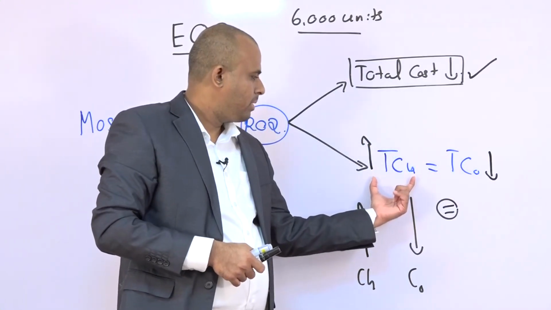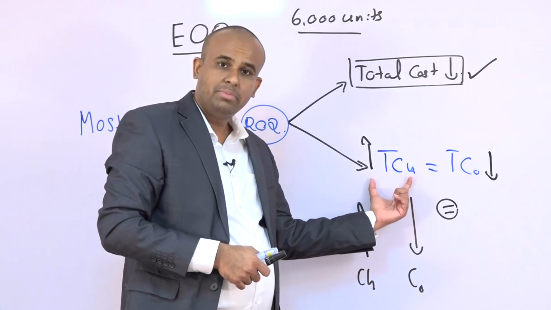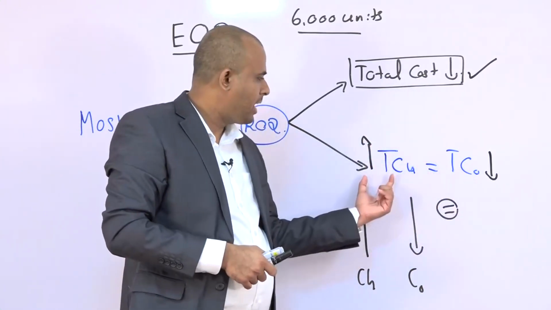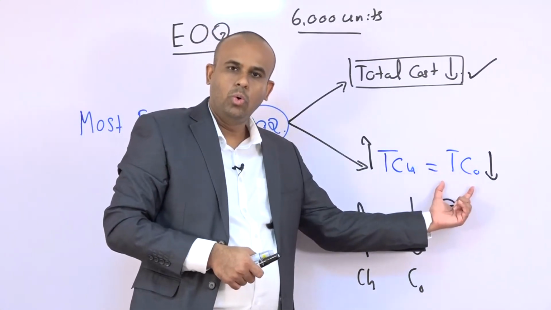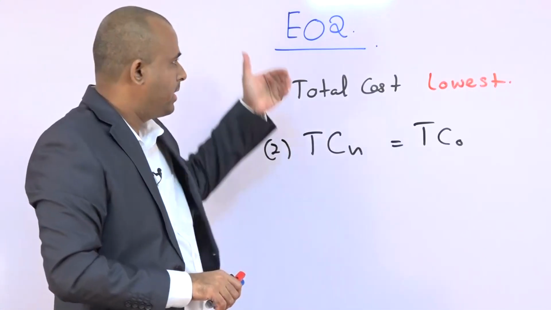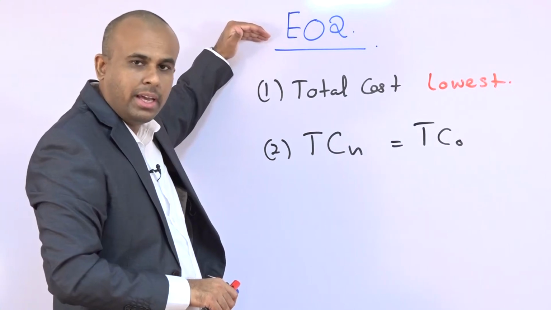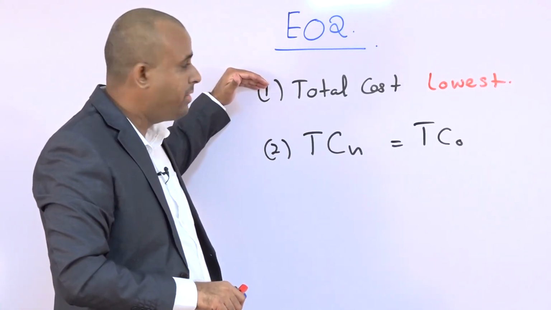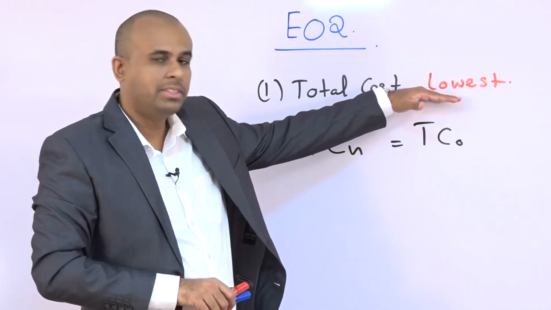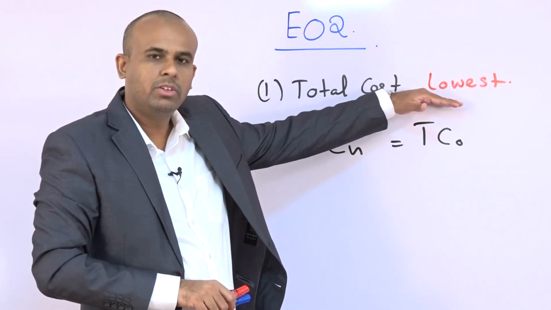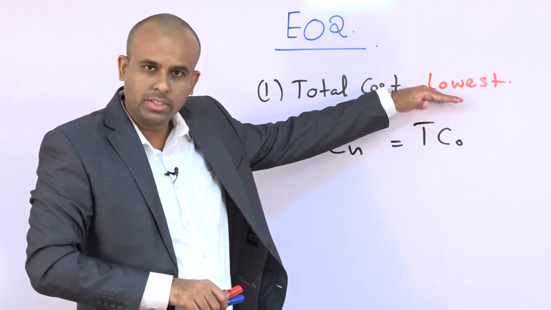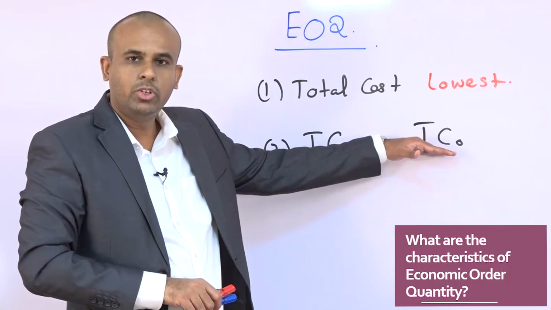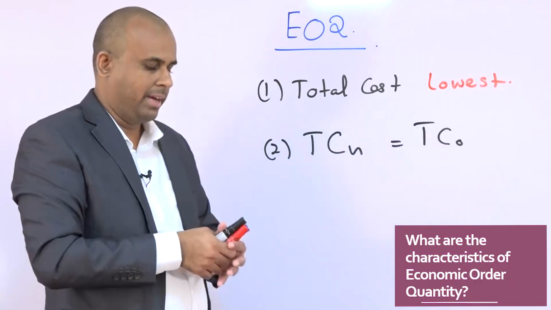In the latter part of this discussion, we will tell you how these become equal and what the holding cost and ordering cost are. Accordingly, economic order quantity has two main characteristics. Total cost of inventory will be the lowest if you purchase the EOQ, and at the same time your total holding cost is equal to the total ordering cost.